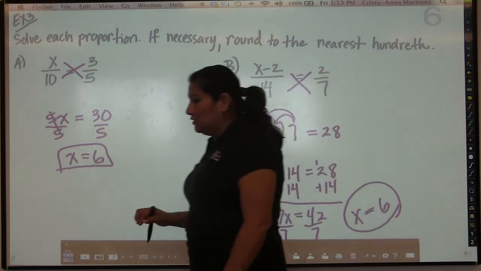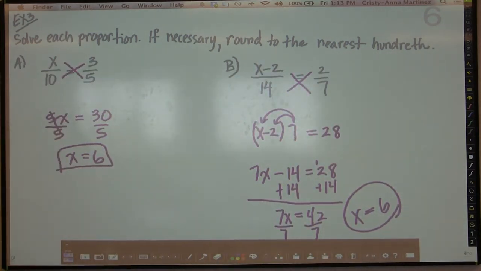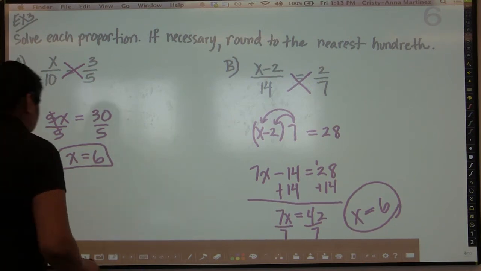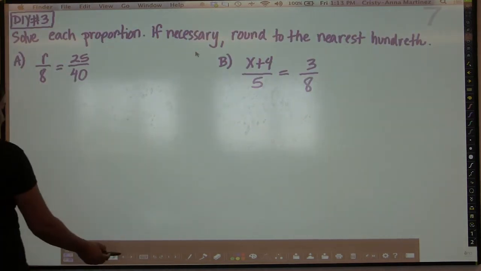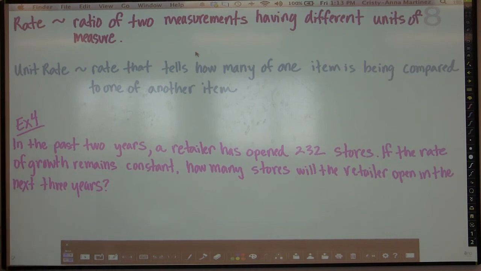Divide by 7, and lo and behold, we get that x equals 6 yet again. That was interesting. 2 different proportions that both have the same answer, which is 6. All right, don't expect that to happen all the time because it won't, I assure you. But now you can try these on your own. And then we will go to some of the applications that you can do with ratios and proportions.